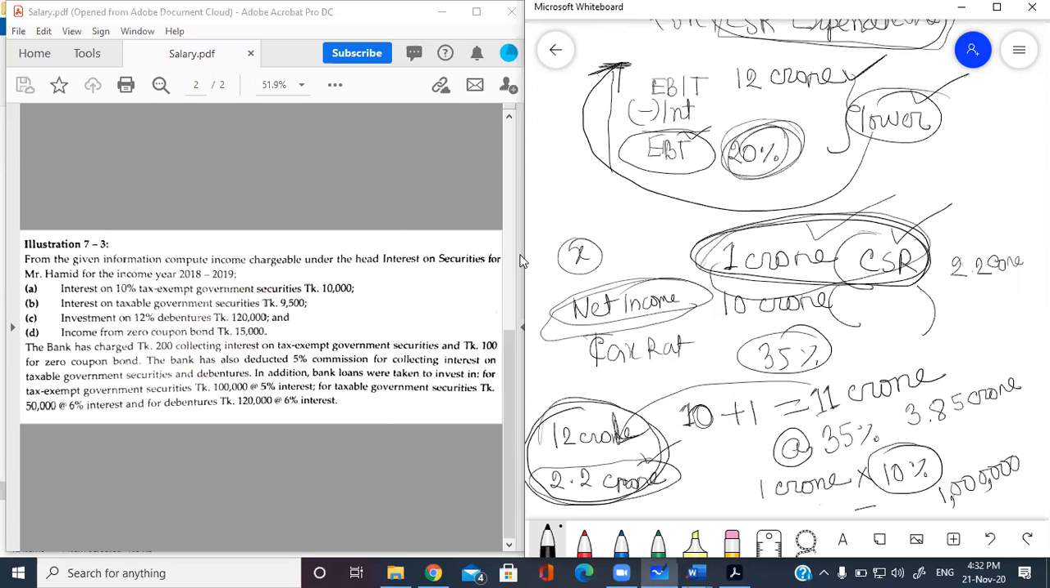Now you see, what was your tax liability at a 35% rate on 11 crore income? 3.85 crore. Now, if you subtract this 1 million from this 3.85 crore, how much will be your net tax after getting the tax rebate? 3.75.